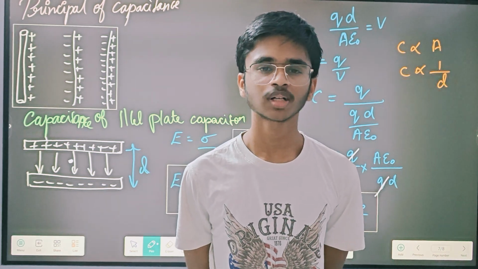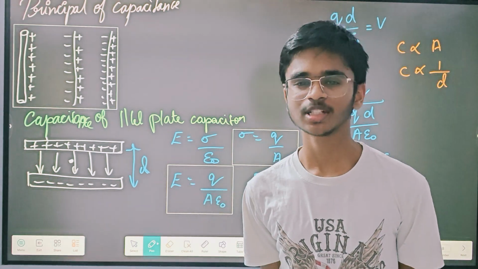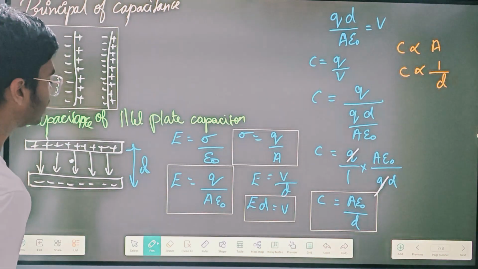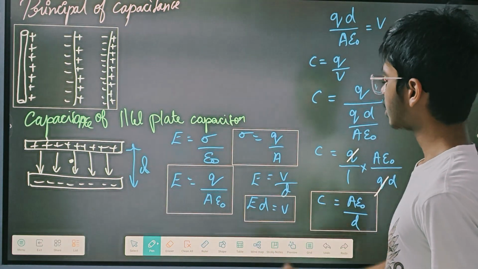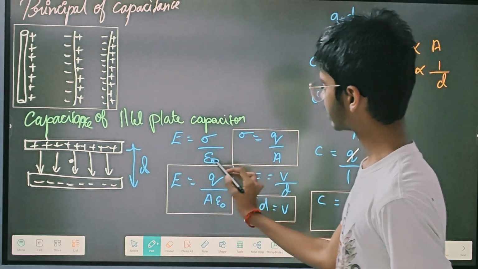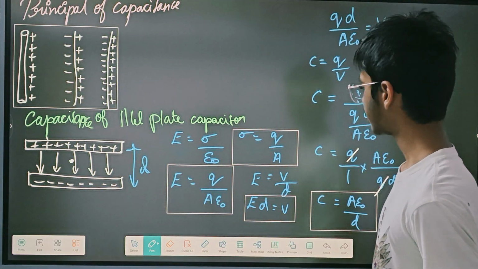Q, a whole. I'm forgetting it. Epsilon naught A by d is what we have got. And E is something that we have got: Q by A epsilon naught, because E is equal to sigma by epsilon naught, and here it is just the distance. It is just the distance here.